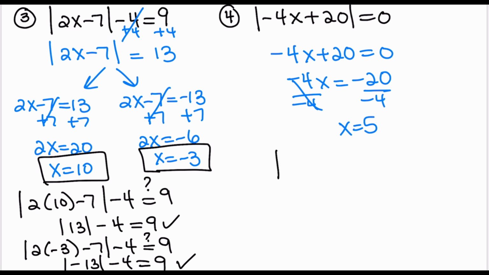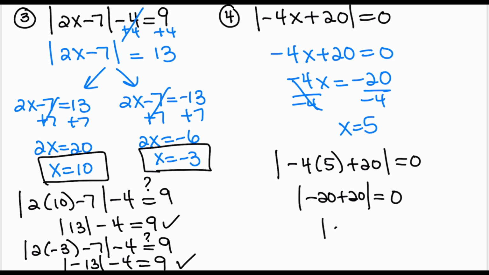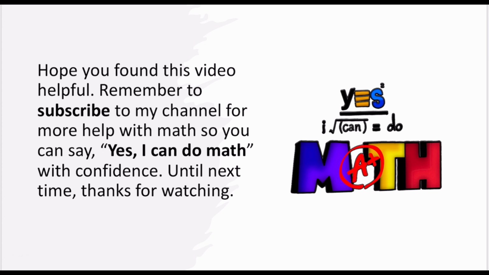So the absolute value of negative 4 times 5 plus 20 should equal 0. This means negative 20 plus 20, which of course is 0. And yes, the absolute value of 0 is 0 because what's the distance of 0 from 0? 0. You're already there.